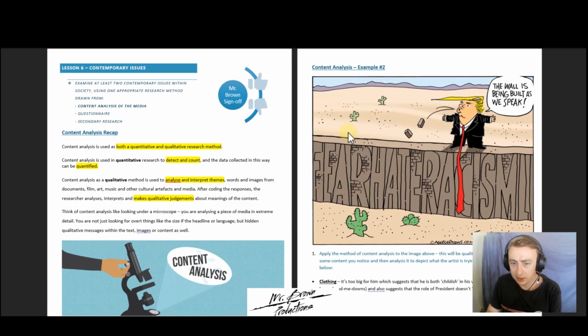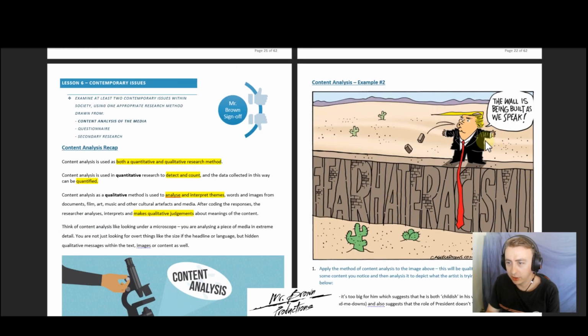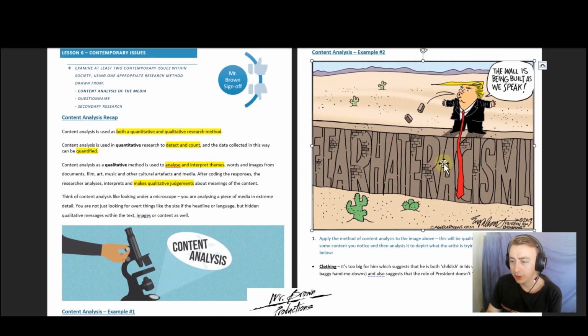This one's related to that fear of the other, the Mexican threat. It refers to the time that Donald Trump, just as he became president of the United States, stated that he was going to build a wall between America and Mexico to keep out the Mexicans and their drugs. So we're going to analyze this artist's interpretation of Donald Trump's announcement, and I want you to apply it to this method. Now, you'll probably notice that this one's very much qualitative in nature.